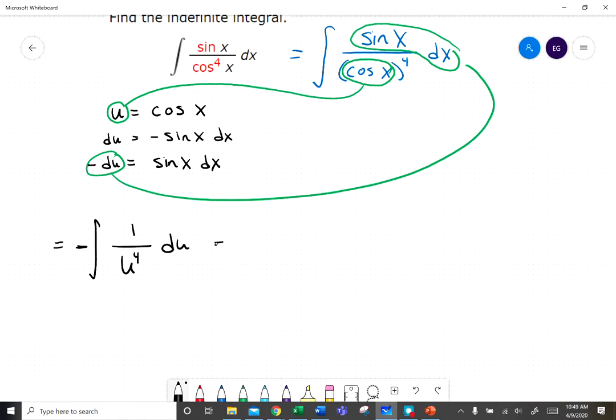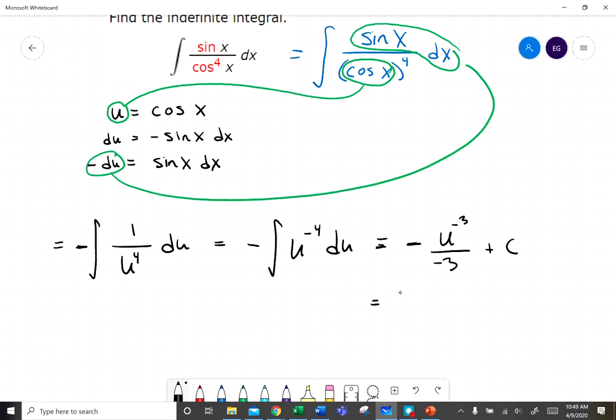Okay. And 1 over u to the fourth, well, we could rewrite that as u to the negative fourth power du. And let's apply the reverse power rule, or the power rule for integration. And so we have a negative out front. We have a u. We'll add 1 to the power, so that's -3, and we'll divide by -3. And don't forget our constant of integration.